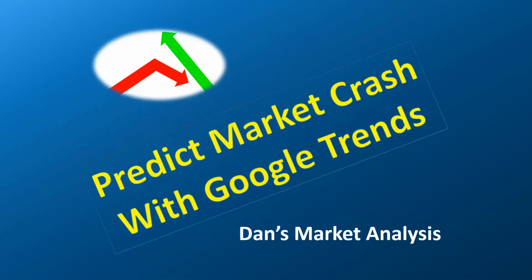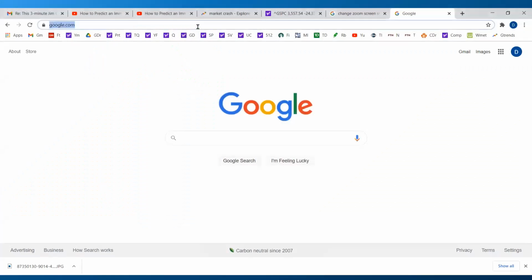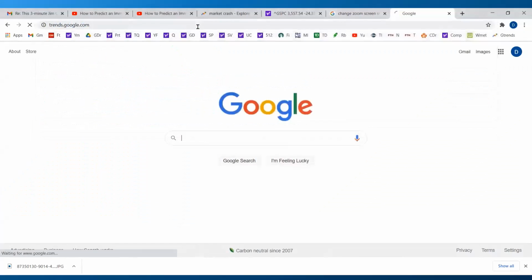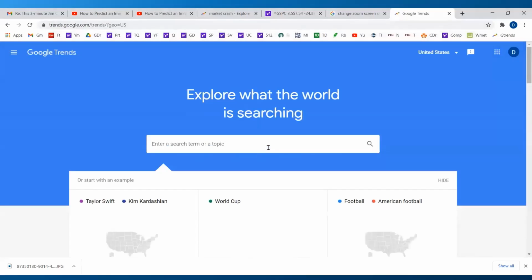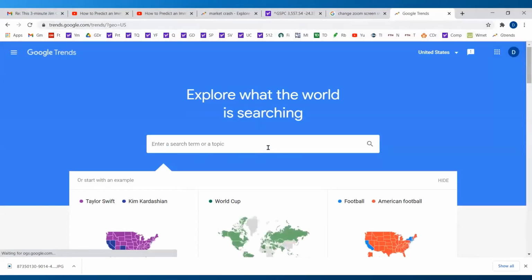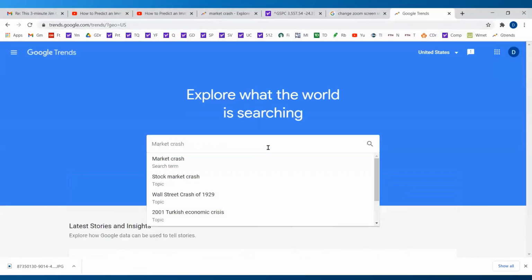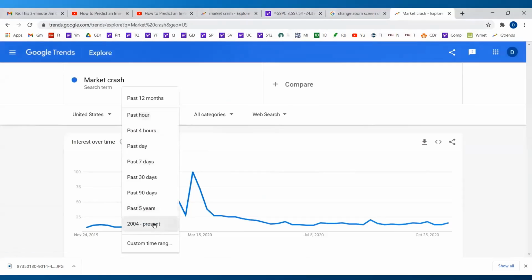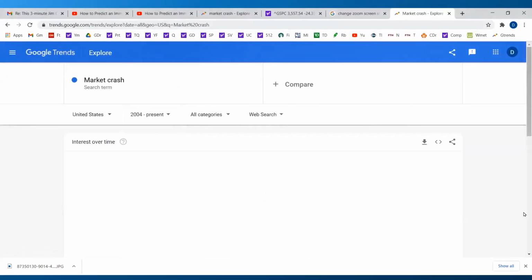First, let's see how we can do a search in Google Trends. We'll use the Google Chrome web browser. You type in the address trends.google.com. Then you type in your search words, market crash. Then you select the timeline. In this case, we'll select 2004 to present.